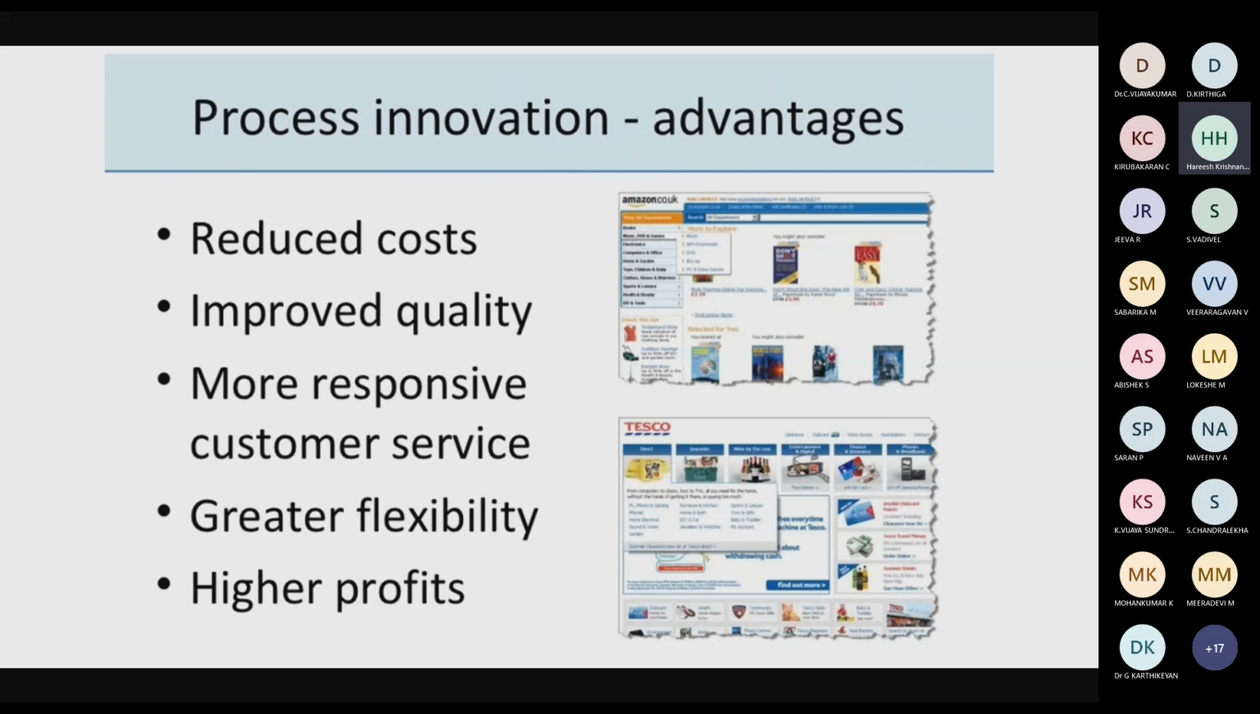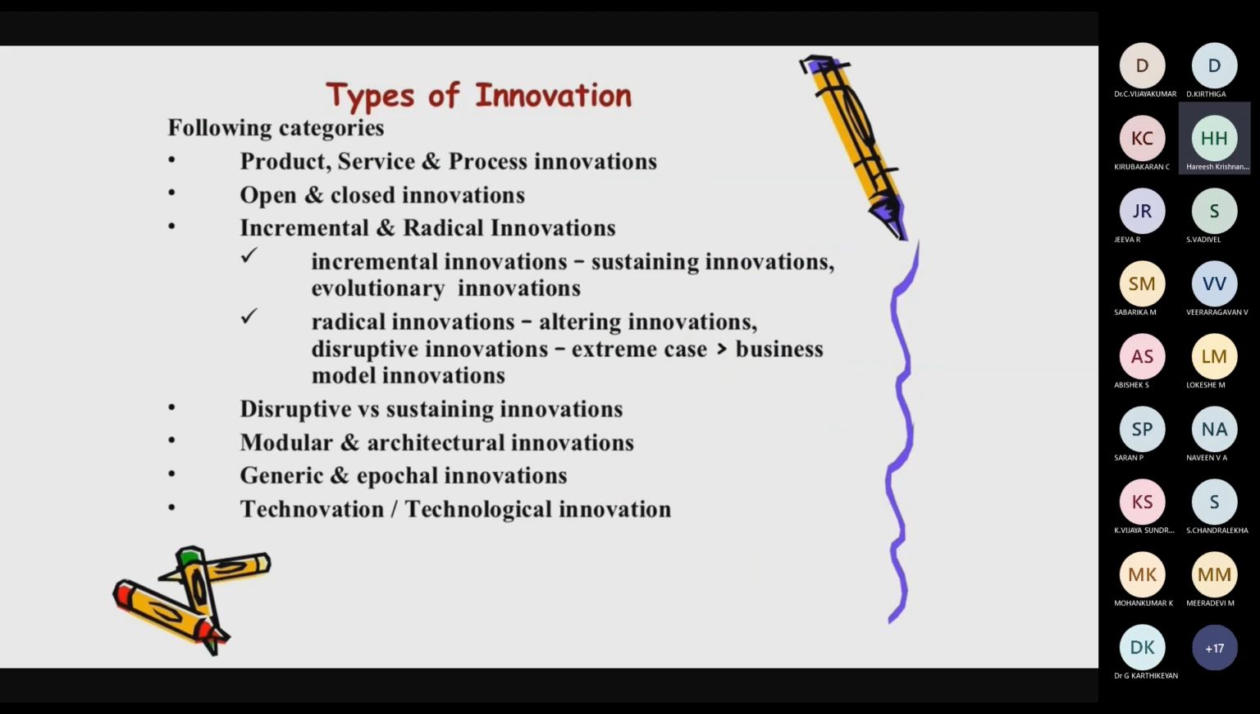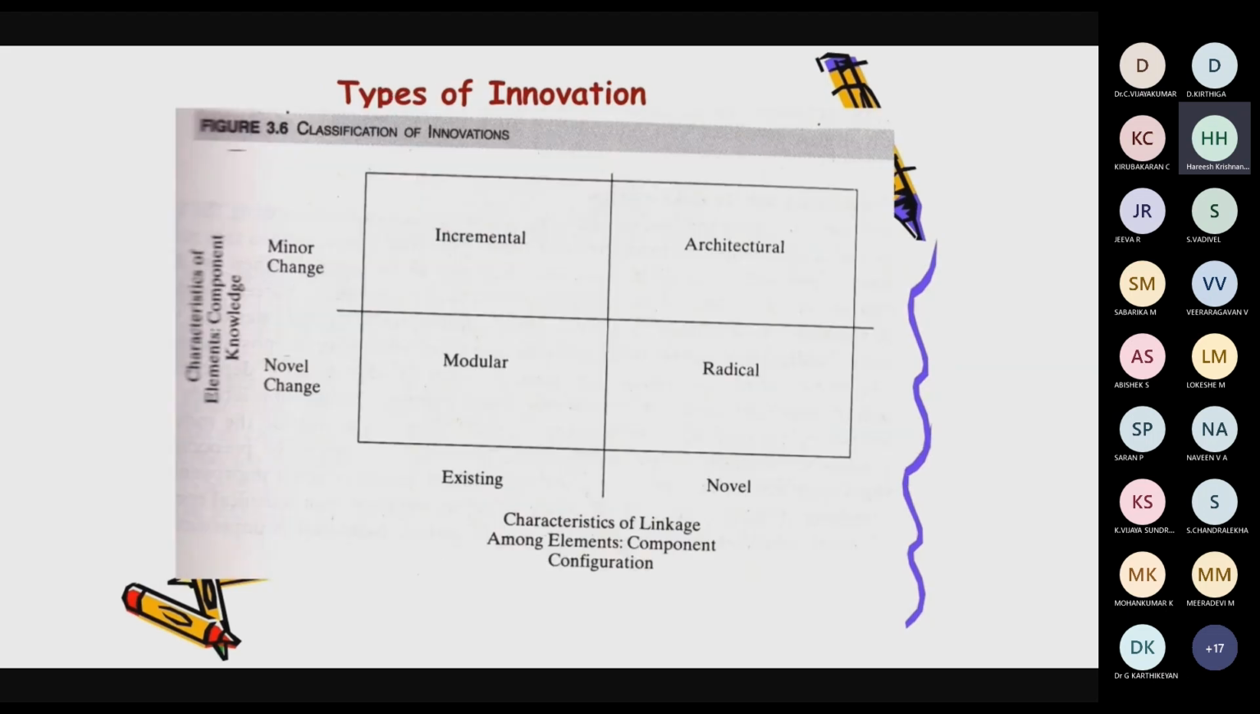And next one is different types of invention. It's very important. I will explain through the chart. In the horizontal part, there is the character of linkage among elements. That is hardware. I already told that we have three parts: one is hardware, software, and the third one is the evaluation criteria. So for this case, we are taking two parts, hardware and software.